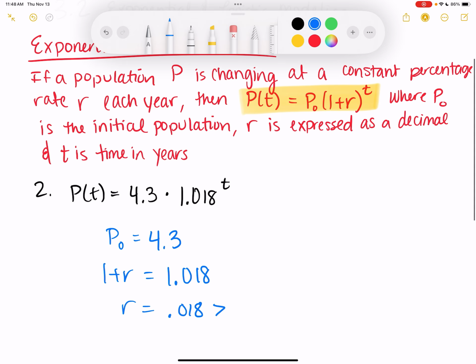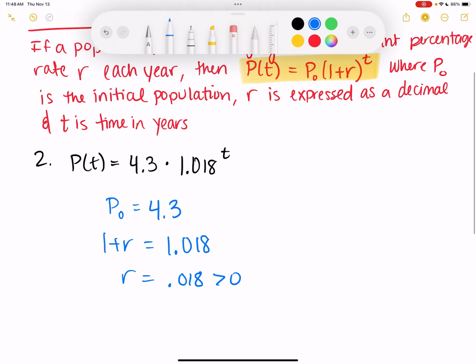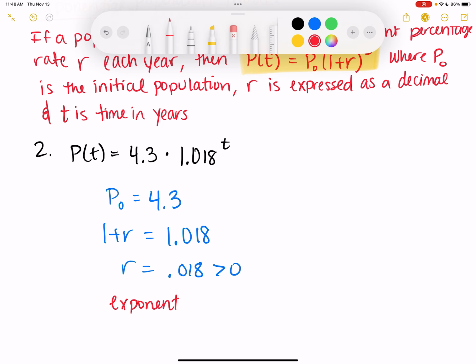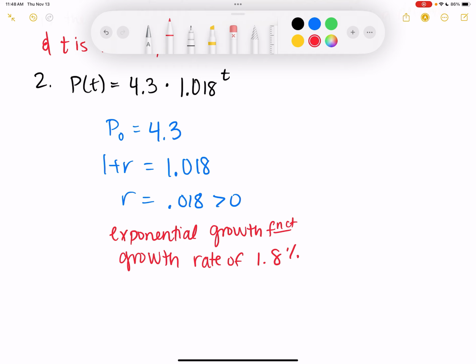Since this number is greater than 0, that tells me that this is an exponential growth function. And it's asking me for the constant percentage rate of growth or decay depending on the situation. So we would say that it has a growth rate of, and we turn this into a percentage, so I need to move the decimal place to the right, of 1.8%. So that's how you would answer that question.